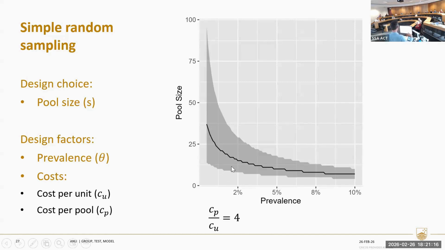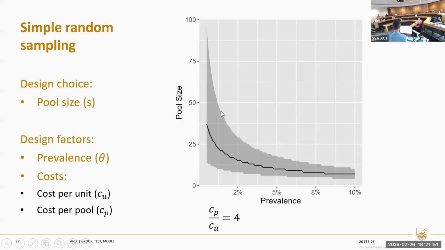Make the pool too big, and you lose information from the test. Make the pool too small, and well, you're just doing lots of negative results. You might as well be testing individually. So there is a sweet spot for pool size. For a particular cost ratio, such as 4, you get this optimal pool size. So this black line is the optimal. For a prevalence of 2%, the optimal is about, what's that, 14 or something like that, so 14 mosquitoes per pool. While if the prevalence is higher at 10%, the optimal is about 10.